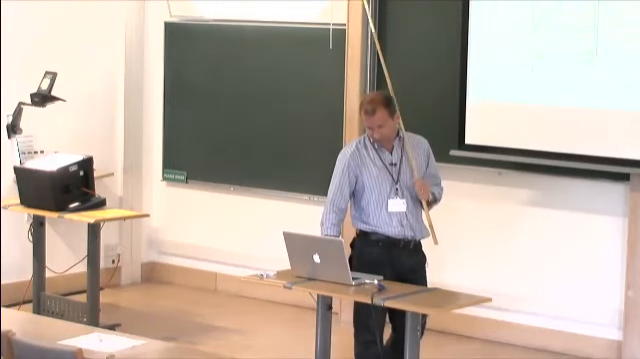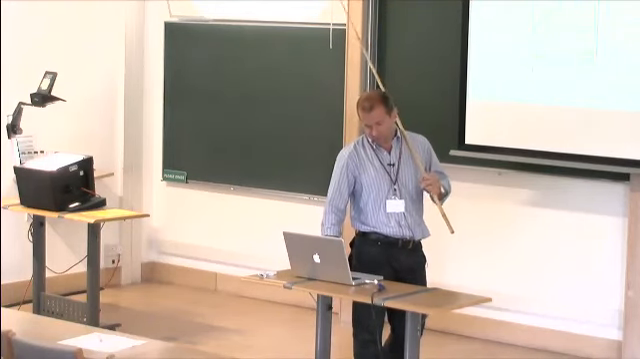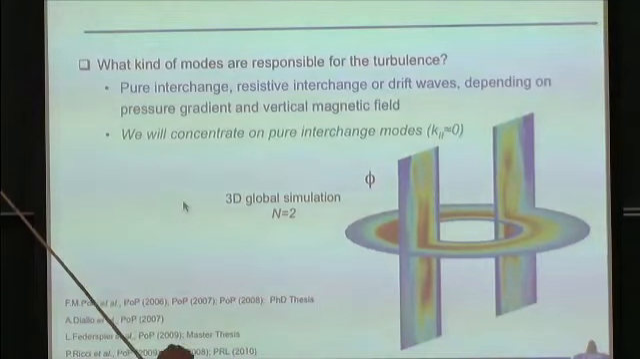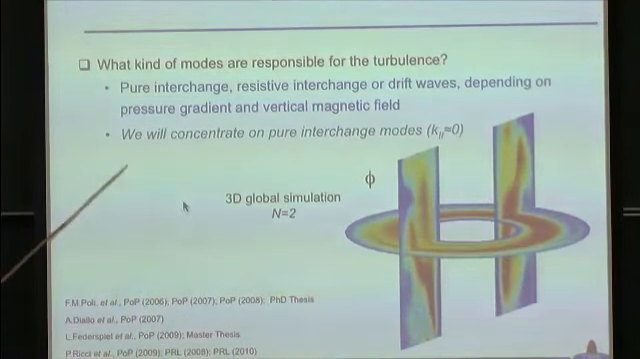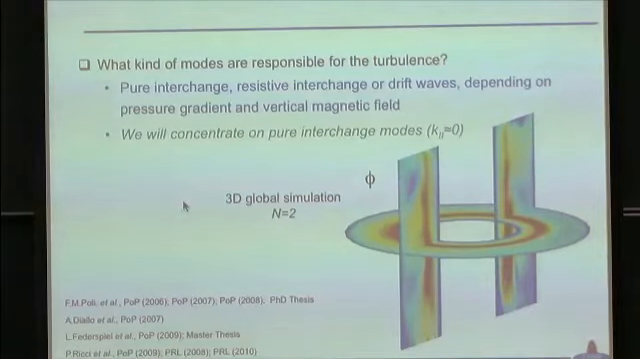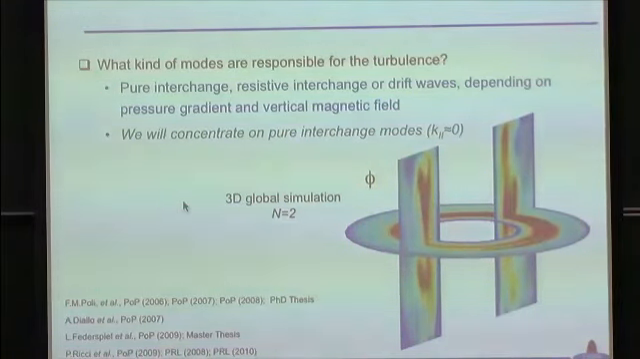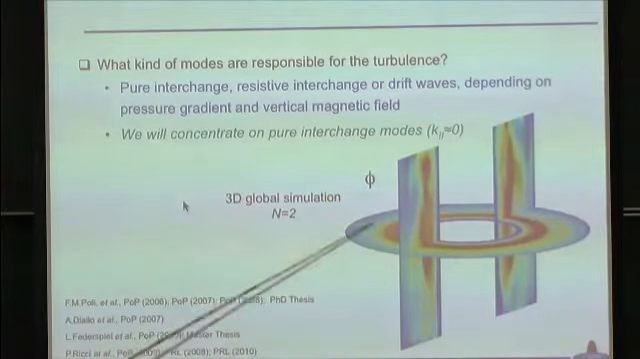And that's clearly measured. So I think we know what the waves are, which I think is a very important starting point. In some other cases, especially on the high field side, we have drift waves, etc. But we will concentrate in the rest of the talk on these pure interchange modes, which have K parallel of order 0, actually identically equal to 0.